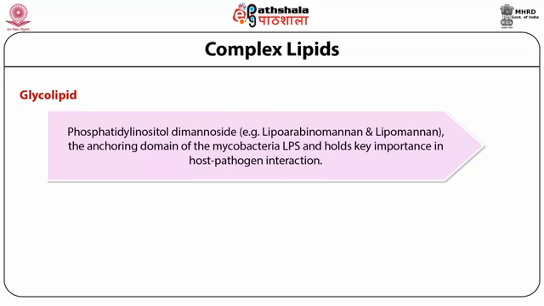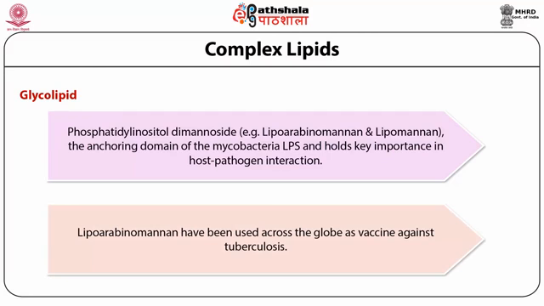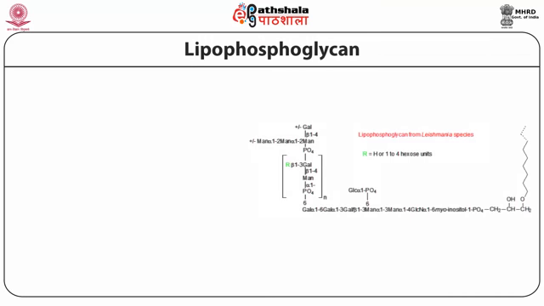This phosphatidyl inositol glycan demonstrates the earliest version from the prokaryotes that are branded for the cell surface protein anchoring, and the structural features of lipoarabinomannan have been used across the globe as the tuberculosis vaccine.